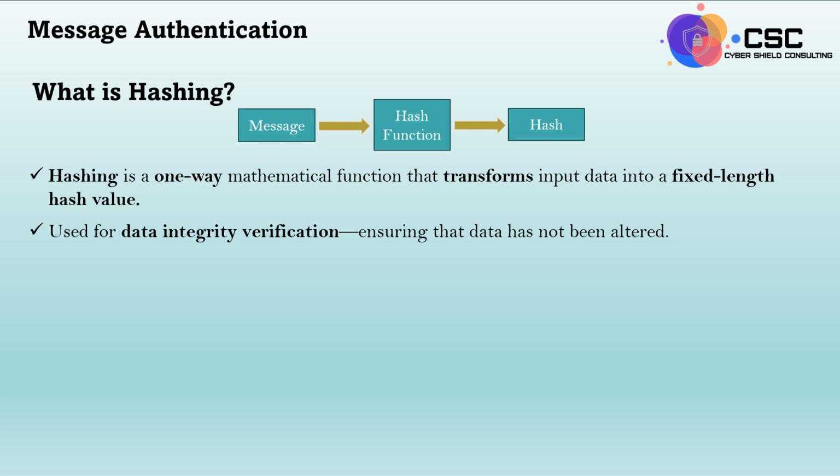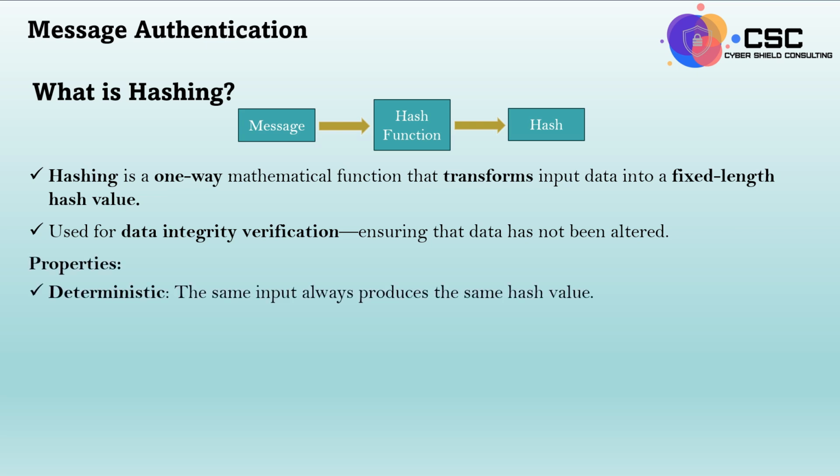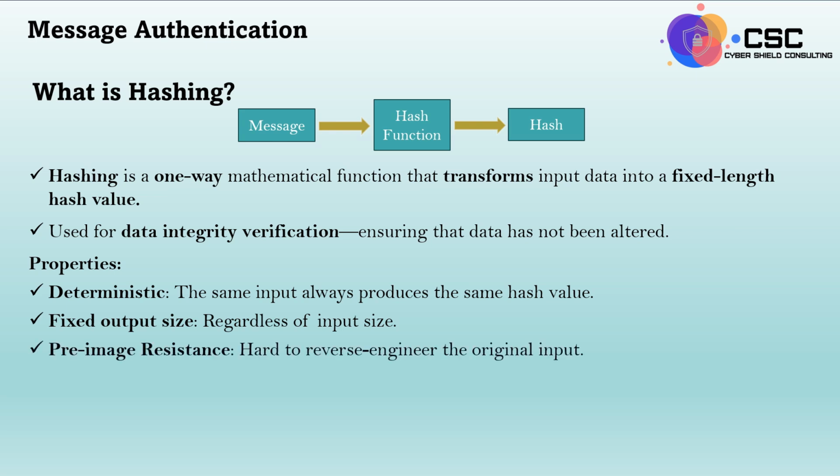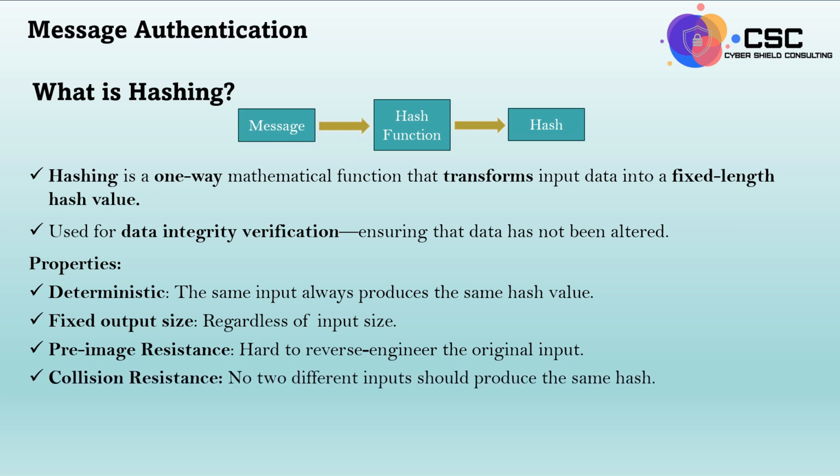For a hash function to be considered secure, it must have 6 key properties. Deterministic is the first one: the same input always results in the same hash. Fixed length output: no matter how large or small the input, the hash will always be a fixed size. Pre-image resistance: it should be computationally infeasible to reverse the hash and find the original input. Collision resistance: two different inputs should never generate the same hash value.